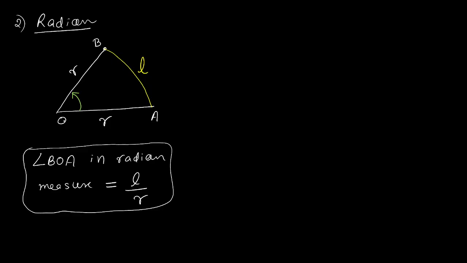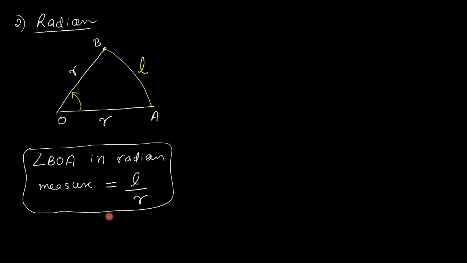So how will you define radian? Radian means there is a line segment OA rotated about O. When it rotates, the R remains the same, and it describes an arc. Suppose the length of the arc is L, and this is R. Let us take the ratio L by R. That value is said to be the radian measure of the center angle. The radian measure of the center angle is L by R.